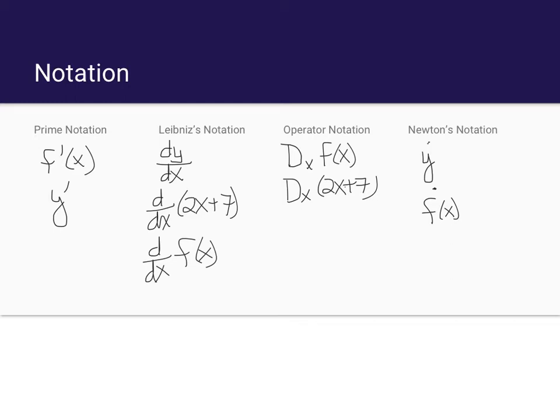So we have prime notation, Leibniz's notation, operator notation, and Newton's notation. Prime notation and Leibniz's notation are used the most often, and those are the two you'll see most of the time in this class. Operator notation is fairly new, but it is used more and more, and you're most likely to see that when you first get to probably differential equations and maybe calculus 3. And Newton's notation is one of the earliest notations, but you don't see it used very often anymore because it's not as user-friendly as the other notations.